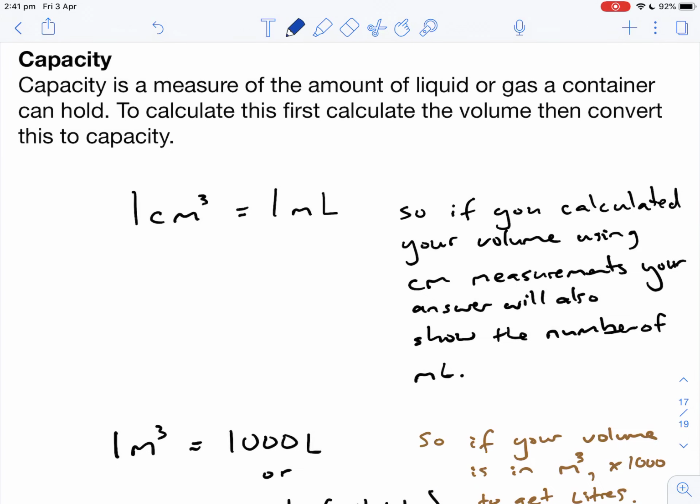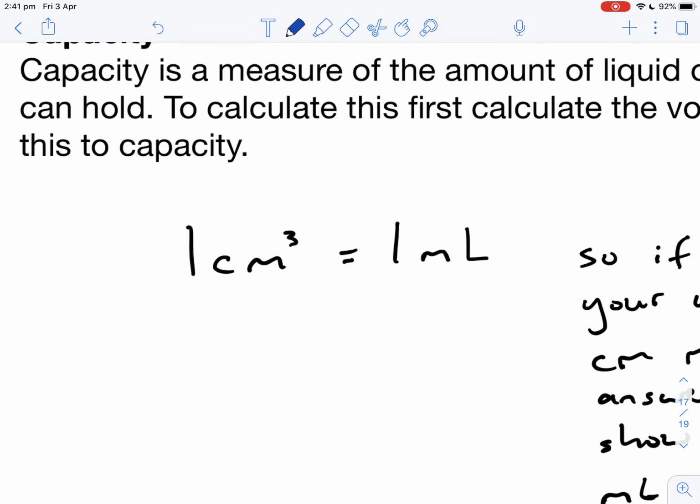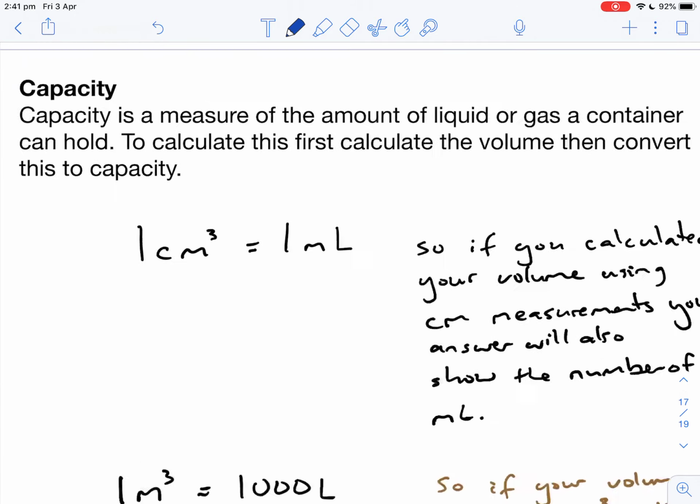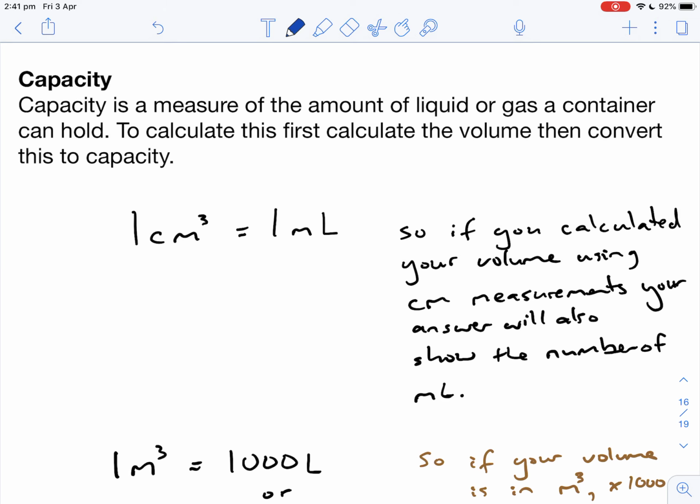Now, the last bit we need to cover is capacity. So capacity is basically just turning your volume into a measure of how much liquid or gas your container can hold. So to calculate the capacity, you first always calculate your volume if it hasn't been given to you, and then you turn that to capacity. What you need to remember is that if you've measured in centimetres, centimetres cubed of course, then every centimetre cubed is 1 millilitre. So your measurement automatically is giving you the amount of millilitres you need. If you've got an answer that's a lot of millilitres, then it probably makes sense to divide that by 1,000 and turn it into litres, or make it smaller again if needs be.